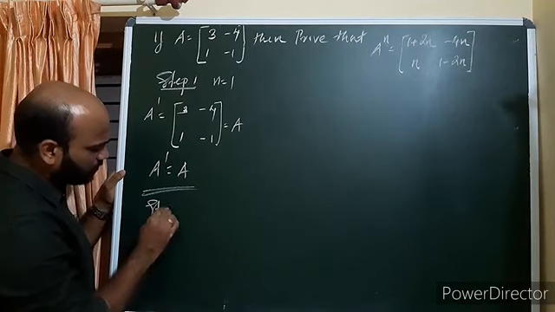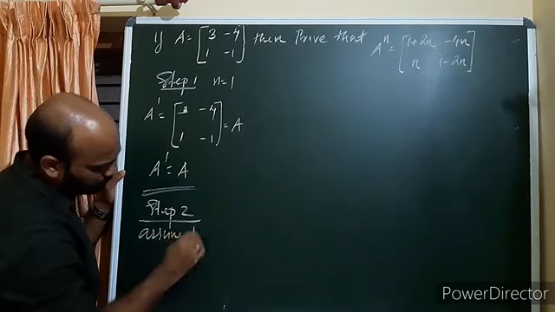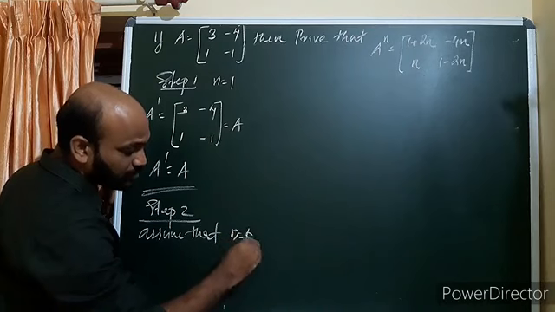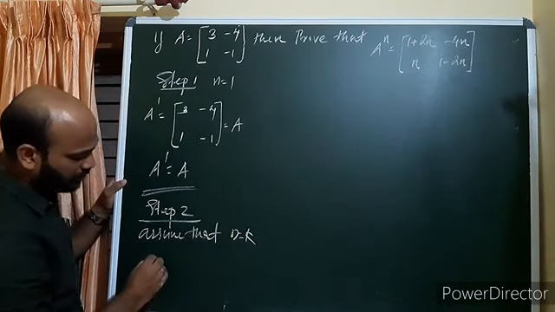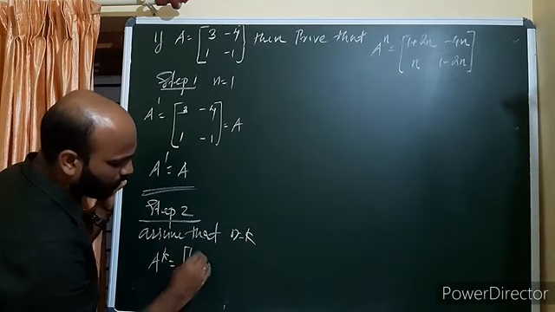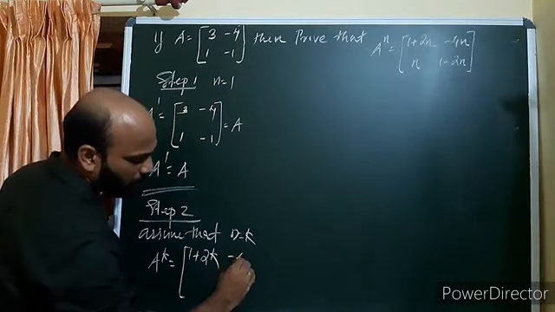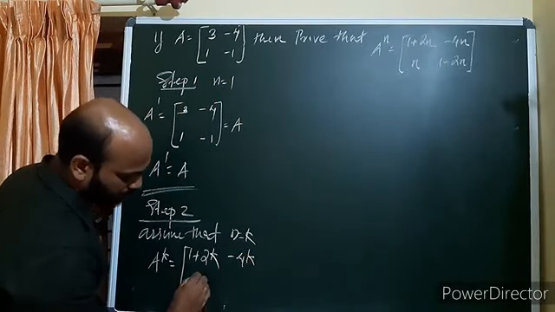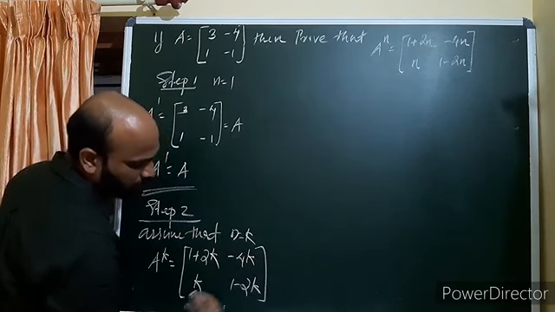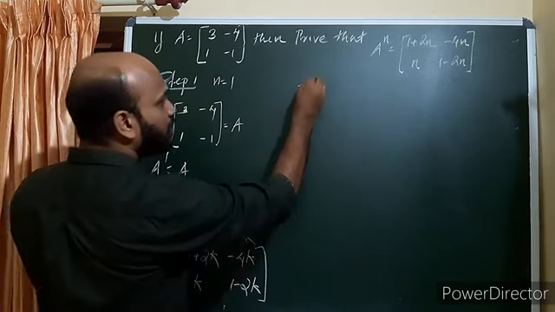Now, step 2. Assume that result is true for n equal to k. That means A raised to k equal to 1 plus 2k, minus 4k, k, 1 minus 2k. Now we want to show that result is true for n equal to k plus 1. That is our step 3.